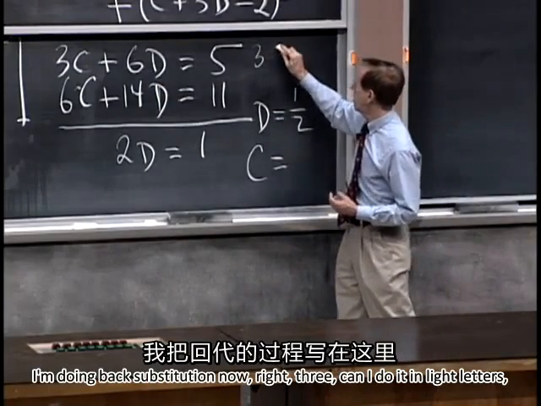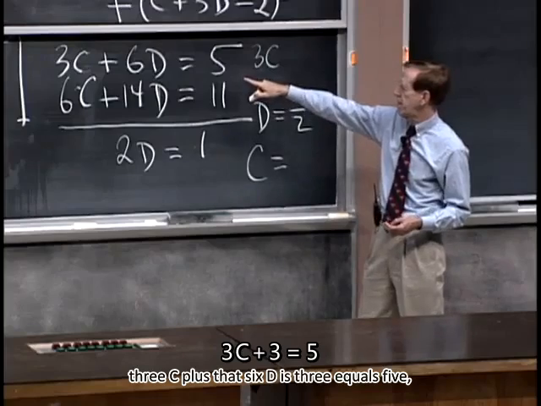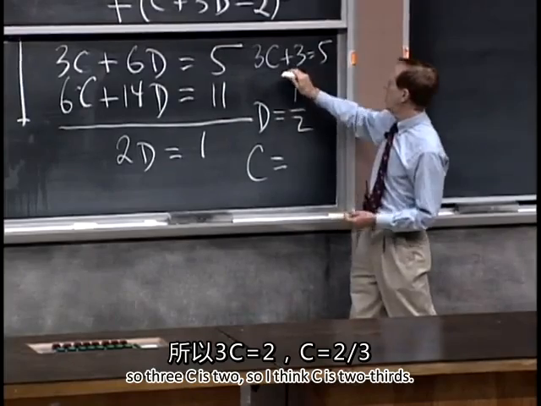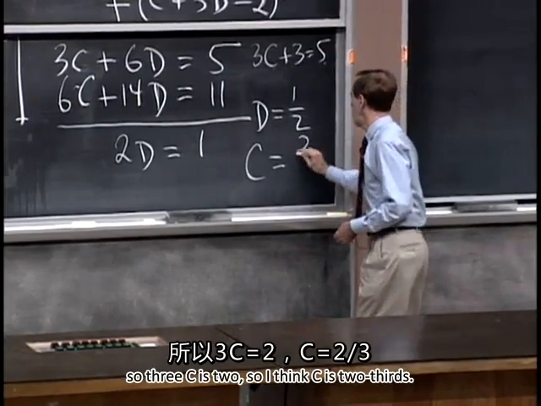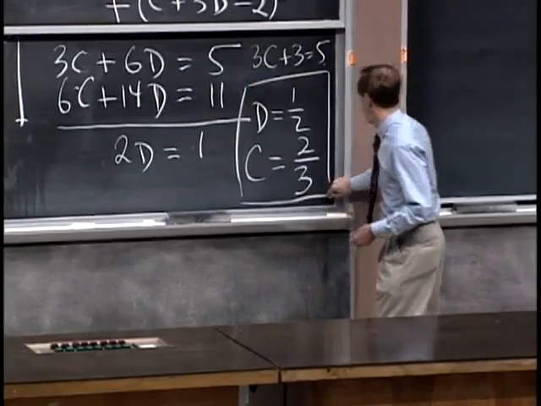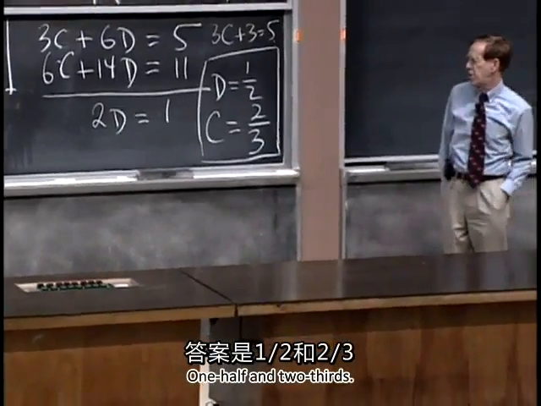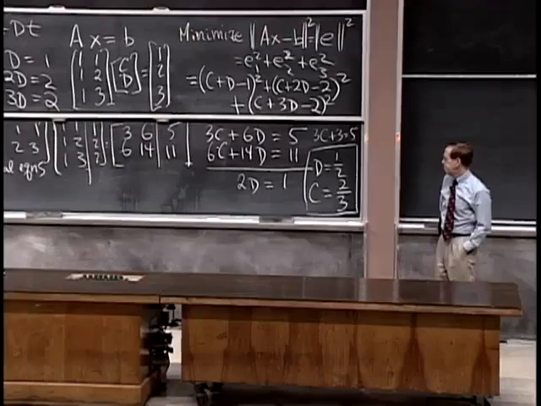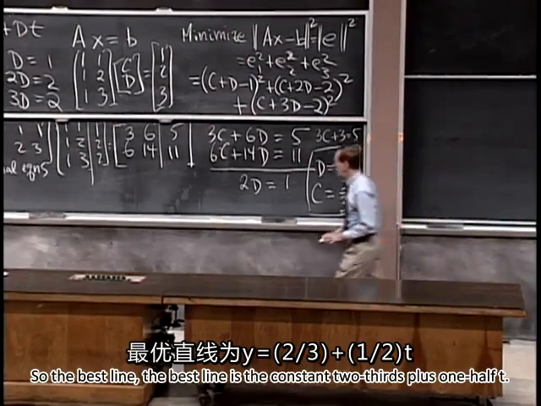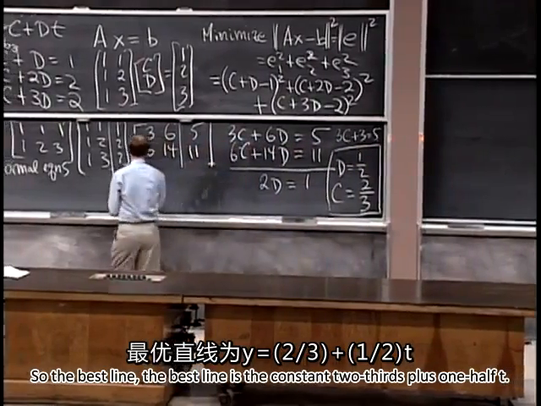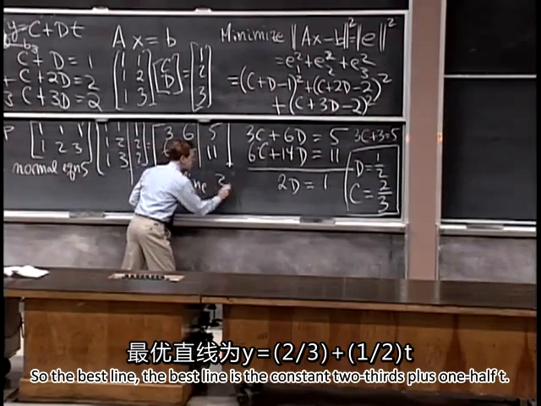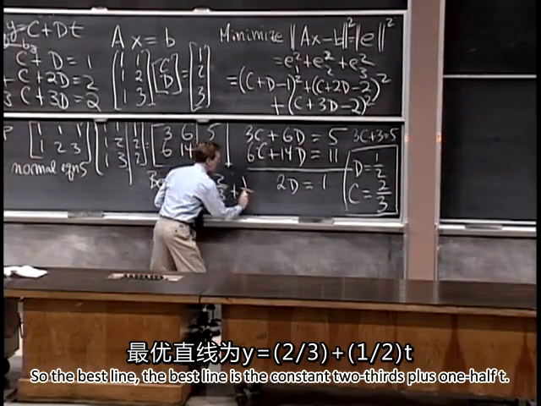Can I do it in light letters? 3c plus, that 6d is 3, equals 5. So 3c is 2. So I think c is 2/3. One half and 2/3. So the best line is the constant 2/3 plus 1/2 t.